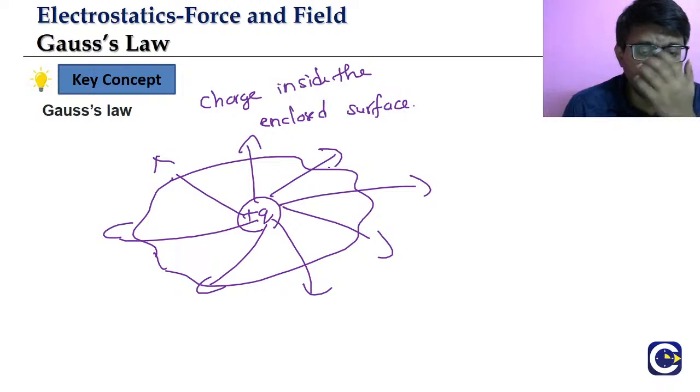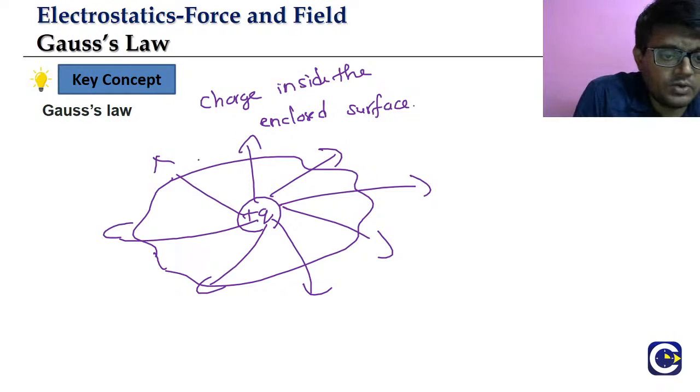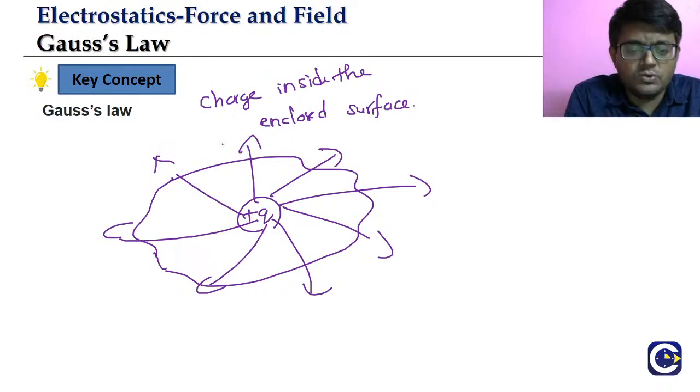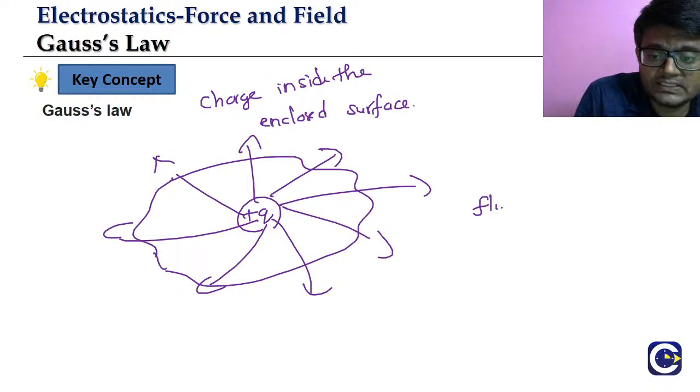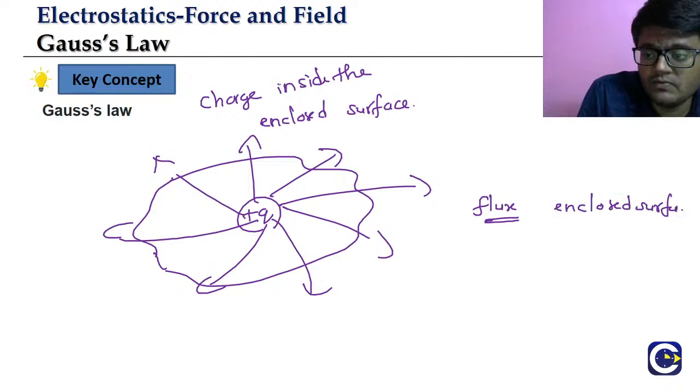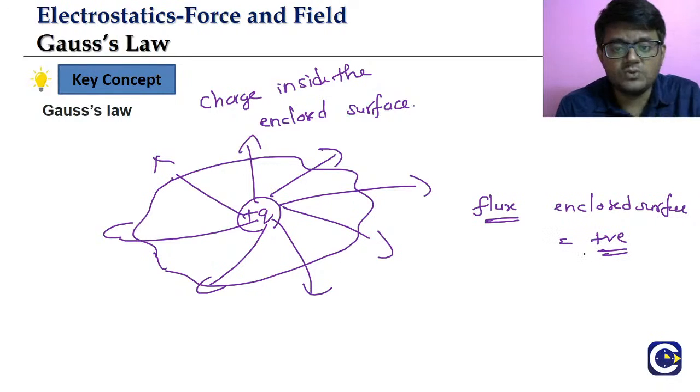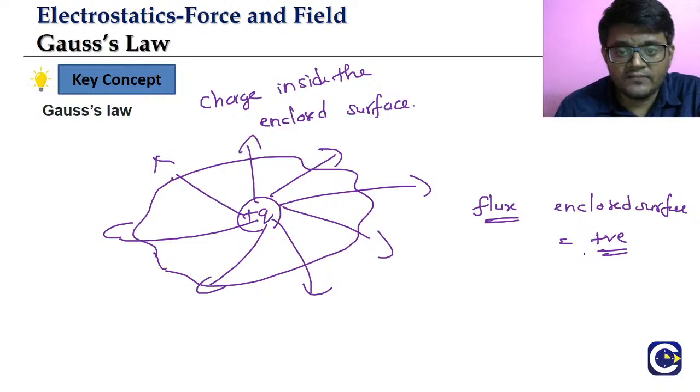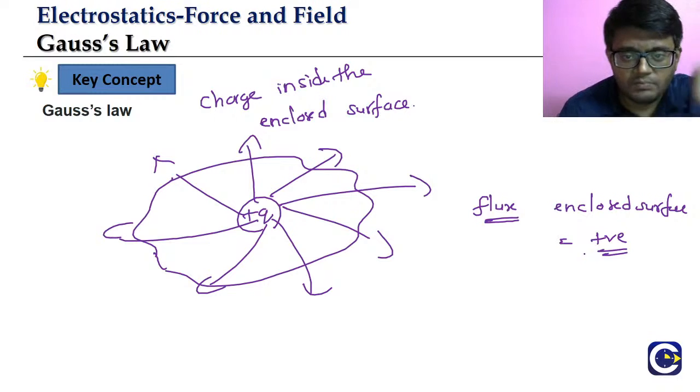Okay. So whichever side you look at, wherever you see, field lines are all coming out. Then what happens? The flux through that enclosed surface, right? The flux through the enclosed surface will be what? It will be coming as positive. We can see flux is only depending upon what? The field lines coming from that positive charge.